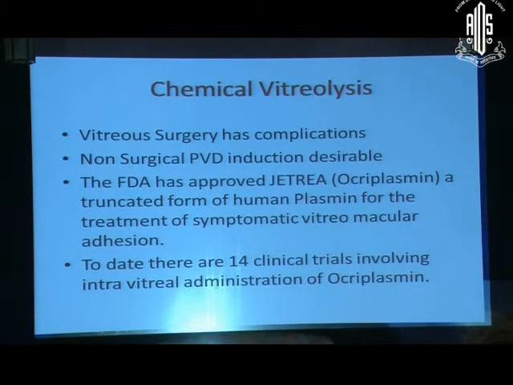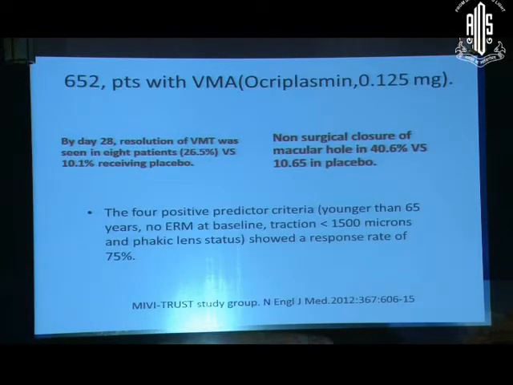And this is possible with Jetrea, that is ocriplasmin. It's a truncated form of human plasmin for the treatment of symptomatic vitreomacular adhesion. And this was the study. Around 652 patients with VMA, that is symptomatic vitreomacular adhesion, were treated with this, and by day 28, the resolution of VMT was seen in 26.5% versus 10.1% receiving placebo. And the non-surgical closure of macular hole was seen in 40.6% of the cases.